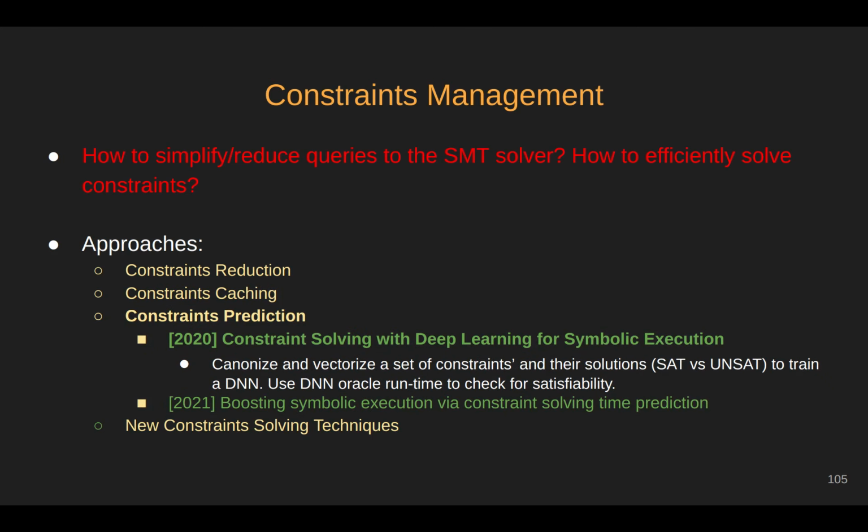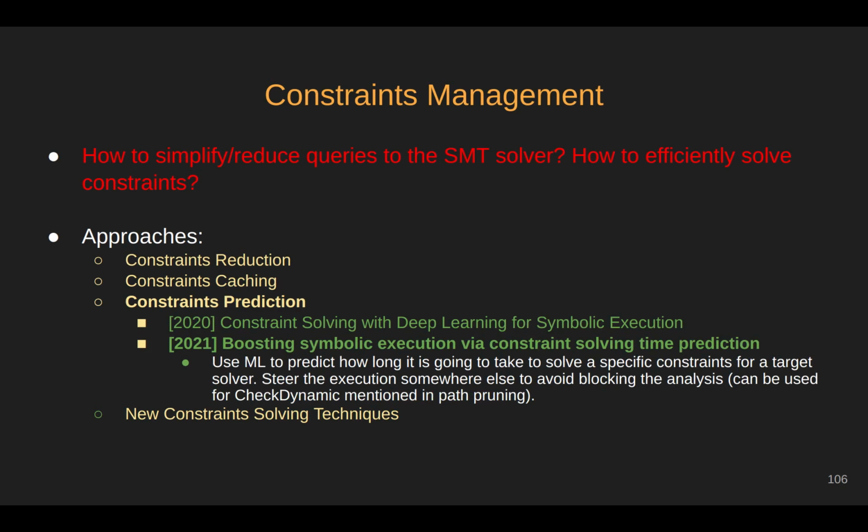More ML, you can try to predict. Wait, is that here? Yeah, it is here. Canonize, vectorize a set of constraints and their solutions to train a deep neural network. Use the deep neural network to check for satisfiability. Sure. Also more ML.